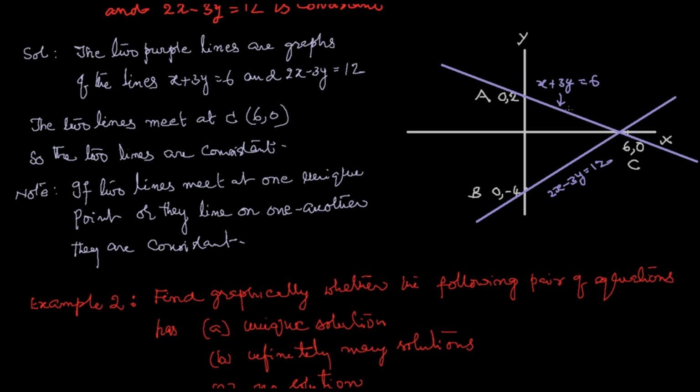Suppose this line lies on this line, like this, collinear. This is one line, and this is another line. They are also consistent because one line is lying on the other line. Every point is a common point on both lines, so they share common points. Here there is only one unique solution. There are infinitely many solutions.